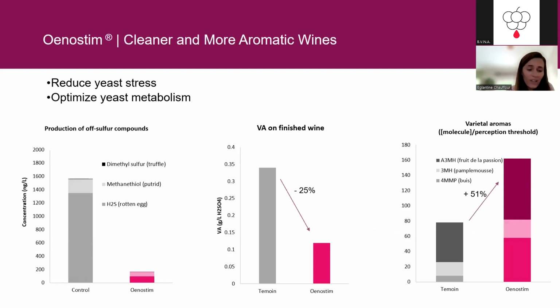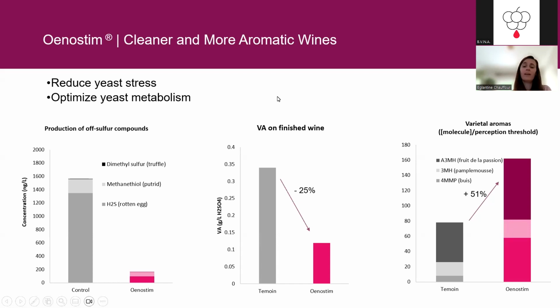Then we don't only optimize the fermentation kinetic, we also reduce the stress of the yeast. So less of aromas, as you can see in the first graph here, we have way less of sulfur compounds such as H2S or methanethiol, dimethyl sulfur. So all these compounds that are reduction, particularly H2S, we don't produce them because the yeast is not as stressed and the yeast has a better metabolism.